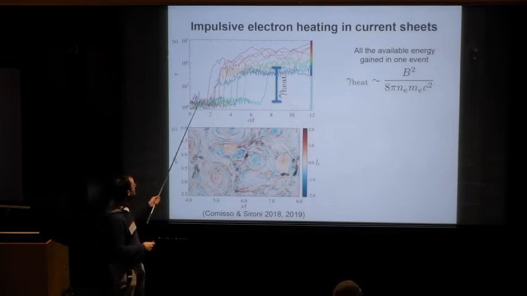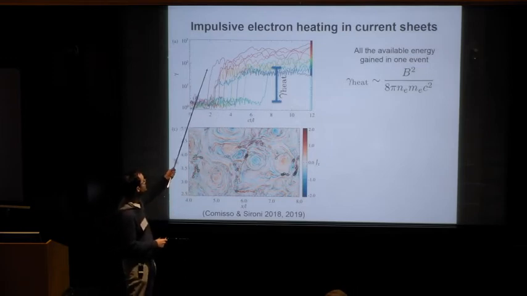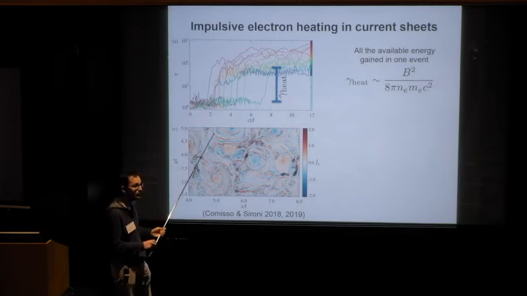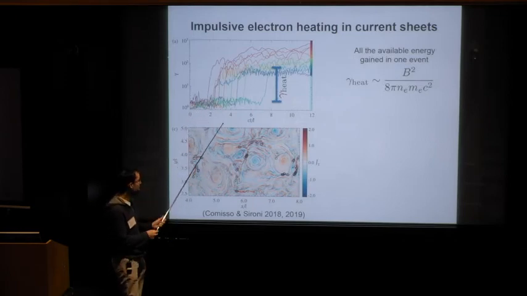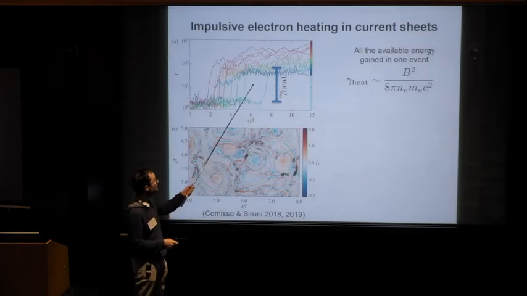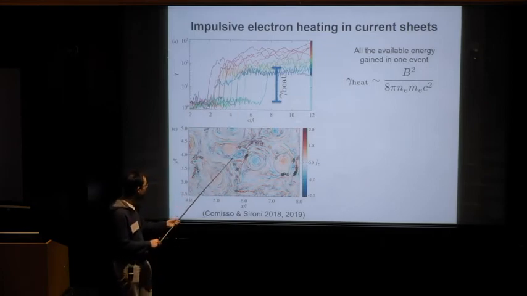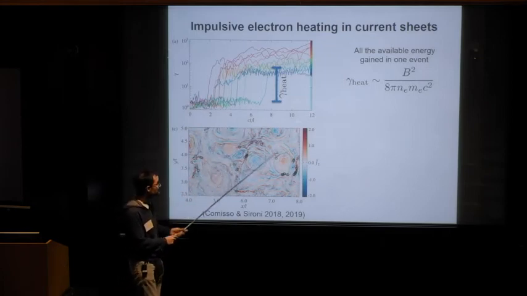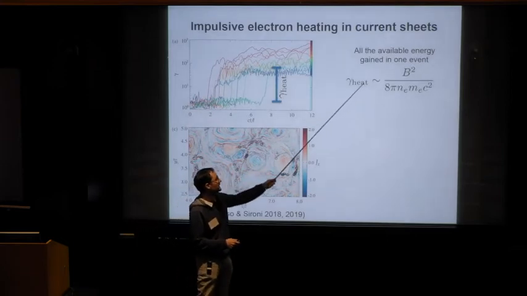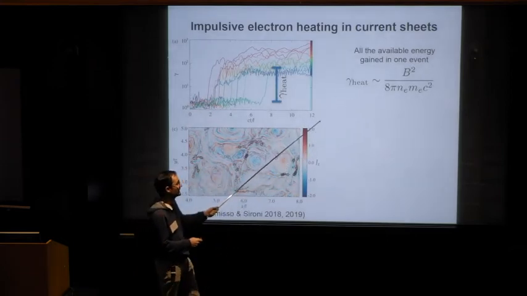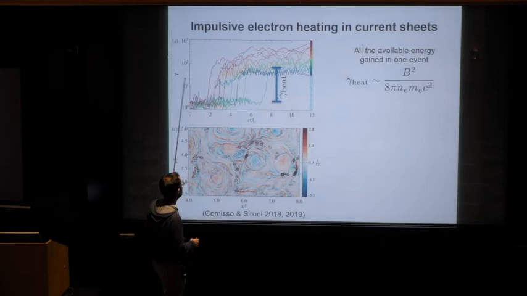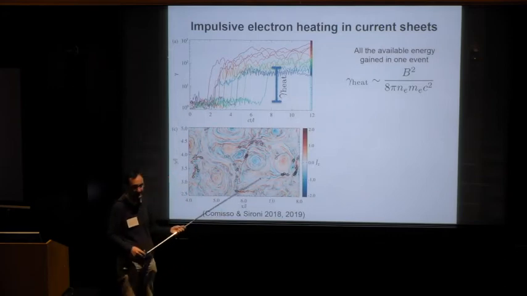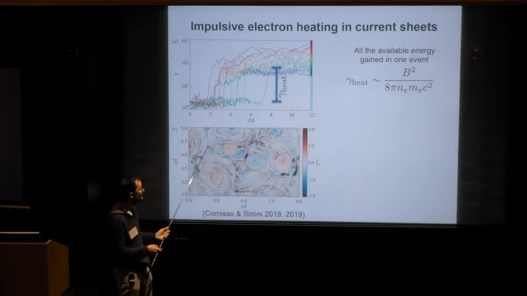As one can see, all these particles experience a sudden jump in energy, and basically these electrons are gaining all the available energy in just one event while they are passing through one of these current sheets. The available energy is this magnetization parameter that I was defining in the beginning, and it's much, much larger than unity if turbulence is magnetically dominated or relativistic.